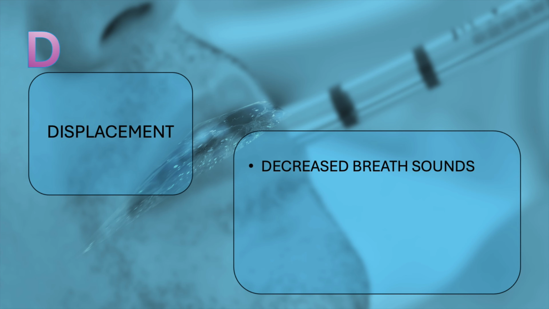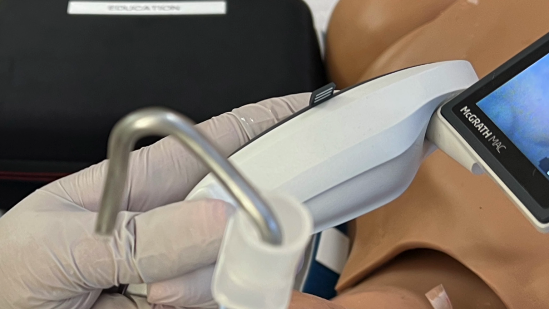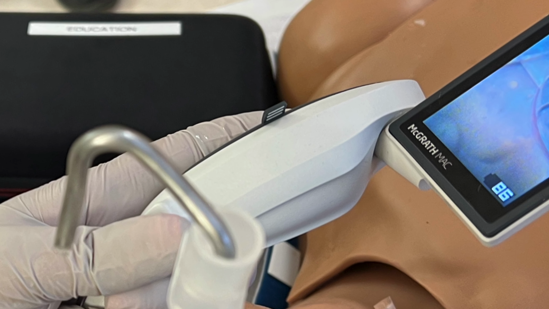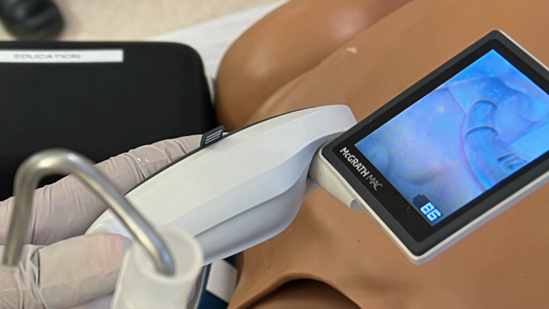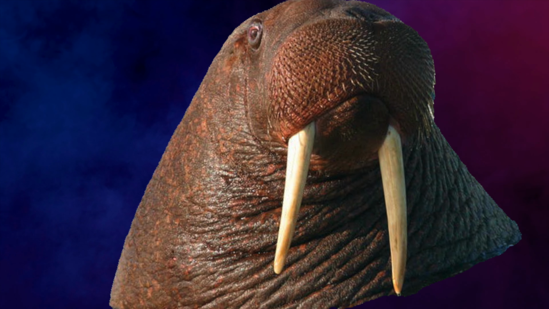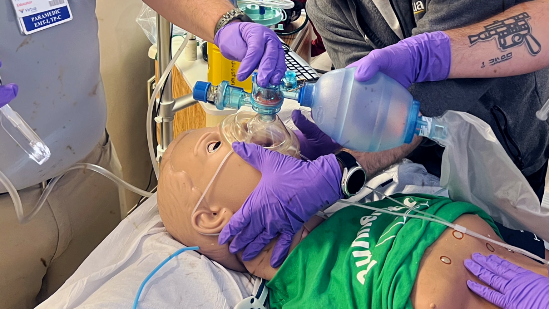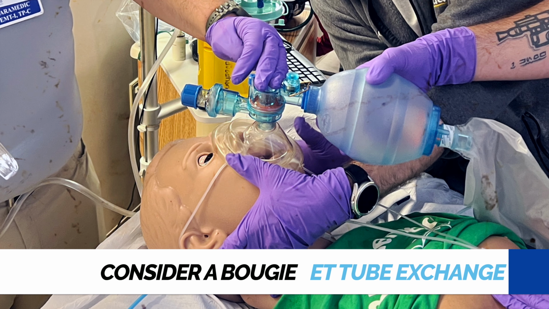Assessment reveals decreased breath sounds, poor chest rise, and an inadequate end tidal CO2 waveform, suggesting potential tube displacement. However, you know the airway was correctly placed and the tube depth is correct. A quick check of the pilot balloon uncovers the issue. The endotracheal tube cuff is ruptured, likely due to the patient's protruding teeth. To address this, remove the faulty airway, provide mask ventilation to stabilize the patient, and re-intubate.